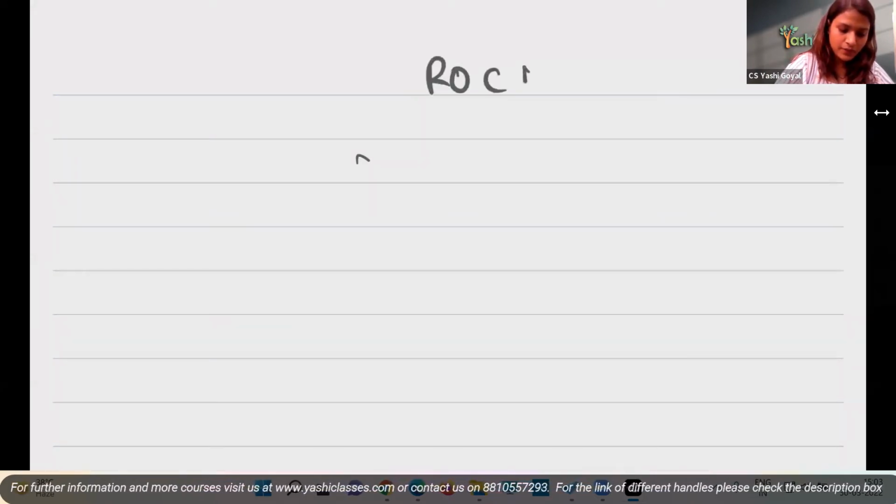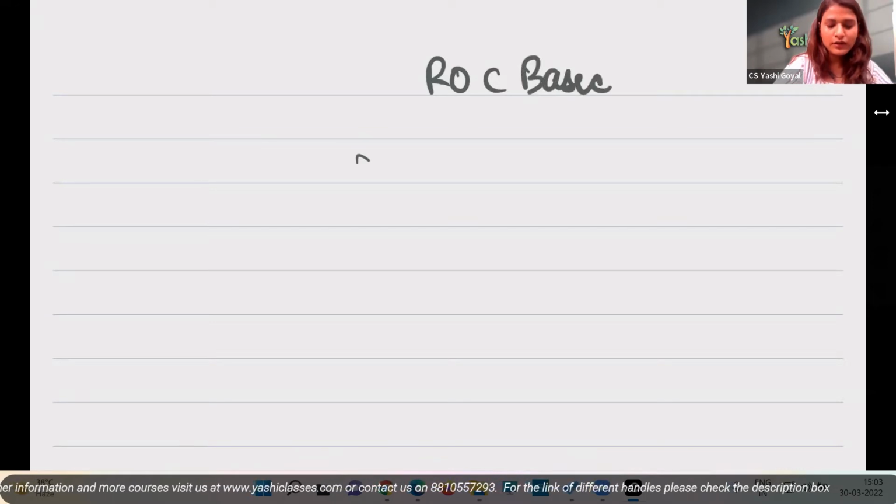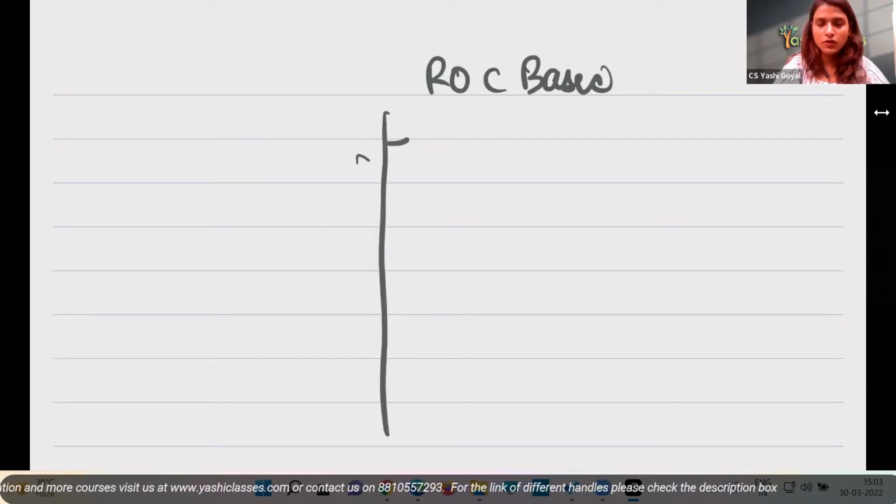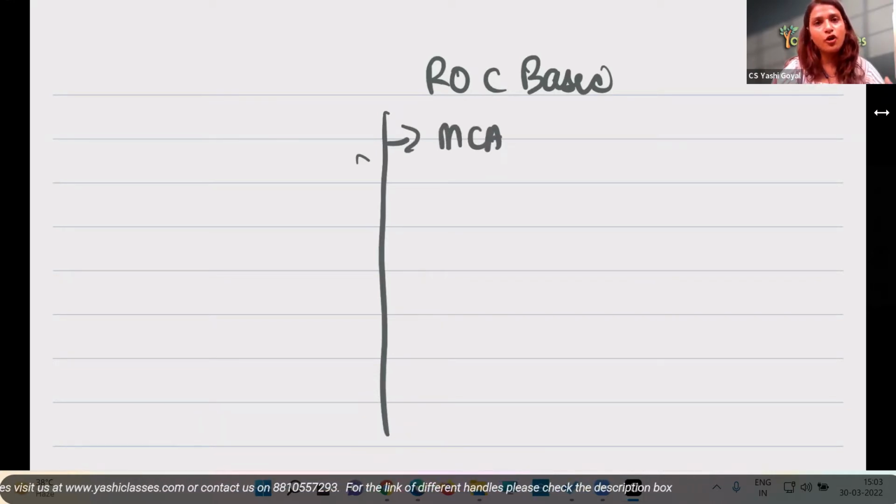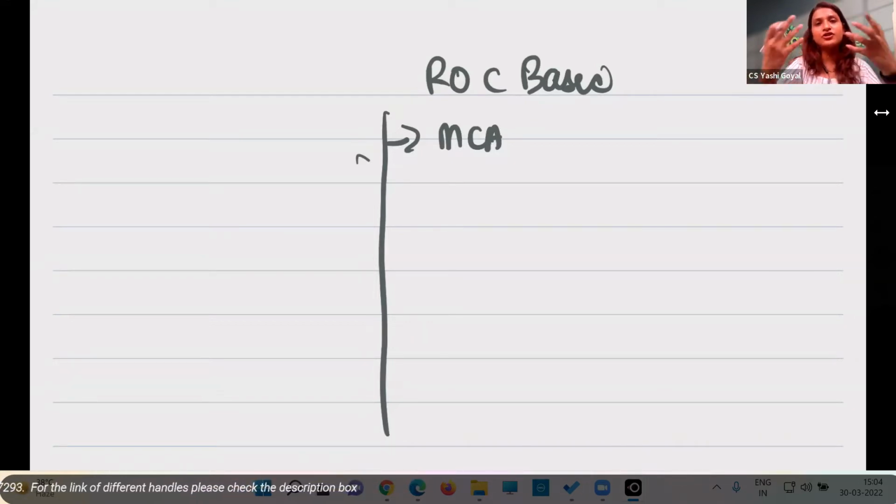So if we discuss the curriculum of the course, this is the ROC basic course, and the following topics would be included in this course. That would be MCA Portal Overview. MCA is basically the Ministry of Corporate Affairs, the ministry that is liable for the registration of the companies. The portal is mca.gov.in, on which we have to register ourselves. We have to create our login ID and password, and then we can register different types of companies over there.